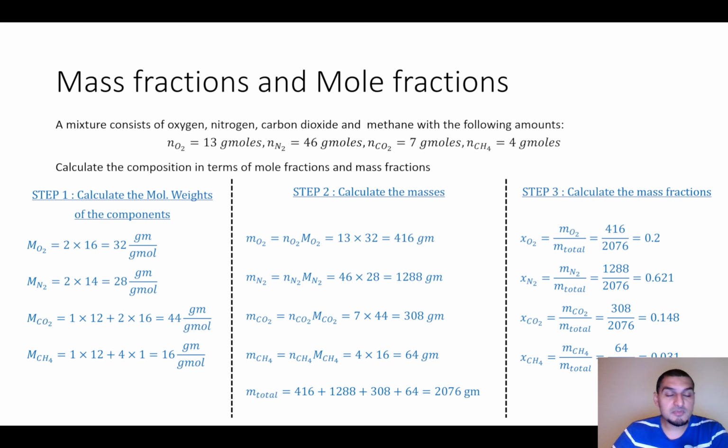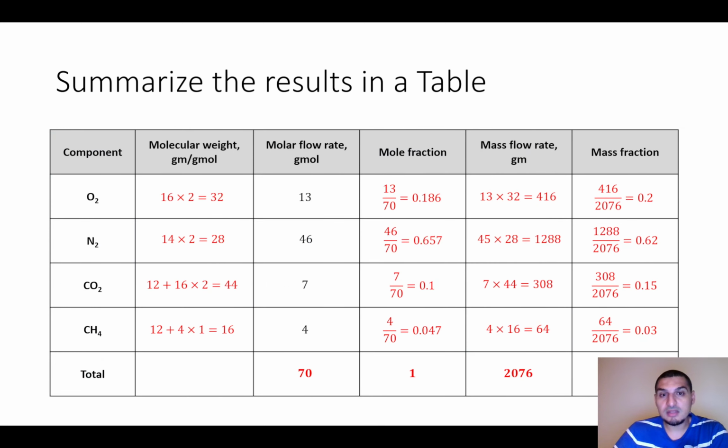One thing that sometimes makes things easy is to put the results in the form of a table. So in this table we have rows, and for each row we have one of the components: oxygen, nitrogen, carbon dioxide, methane, and one for the total. And here I have columns: one for molecular weight, one for the molar flow rate. So what is in black is the given information. All the cells in red are the calculated parameters. So here the mole fractions are calculated, the total is calculated, the mass flow rate is calculated, and the mass fractions are also calculated.